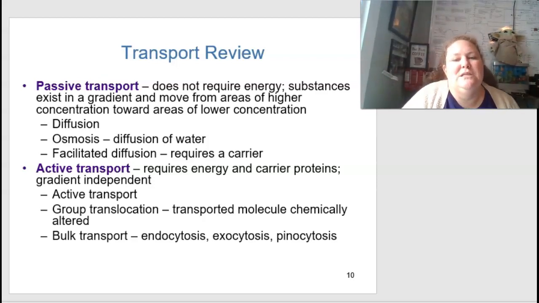Active transport requires energy and carrier proteins, and it is gradient independent. So I don't care if it's higher on one side or the other; we're using energy to make it happen, so we can go up against the gradient. This would be an example of active transport. Then there is group translocation, where the transported molecule is chemically altered, or bulk transport, which would be endocytosis, exocytosis, and pinocytosis. Endocytosis is bringing it in, exocytosis is expelling it, and pinocytosis I think of as a cell drinking water, just encapsulating and pulling in.